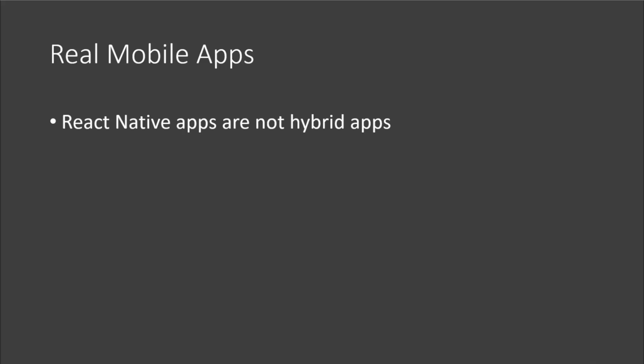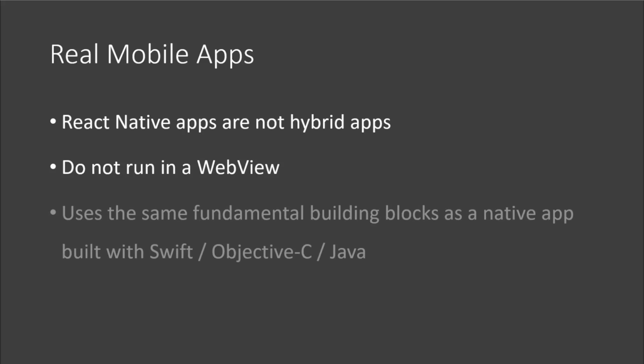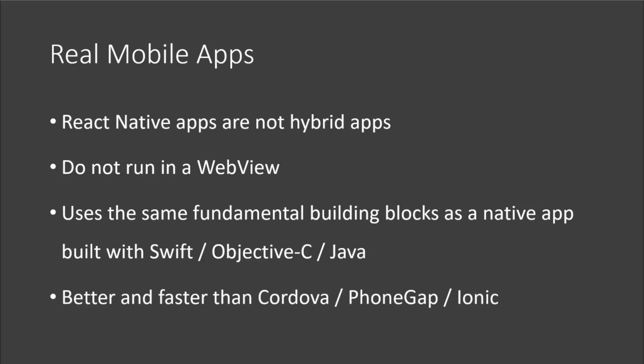React Native apps are not hybrid apps. Okay, they don't run inside of a web view. They use the same fundamental building blocks as real native apps that are built with Swift or Objective-C or Java. All right, so this makes them faster, gives the user a much better experience, much like you would with a real native app. Alright, now don't get me wrong, these are great technologies, Ionic and Cordova, and they do deserve credit, but I do think that React Native is going to be the go-to technology for mobile apps built with JavaScript.